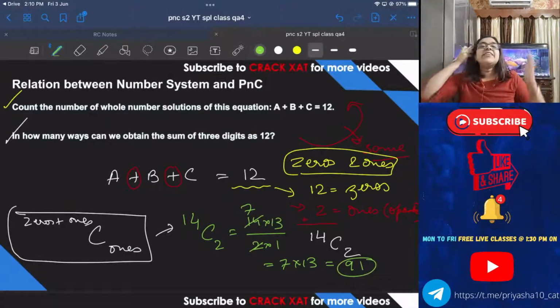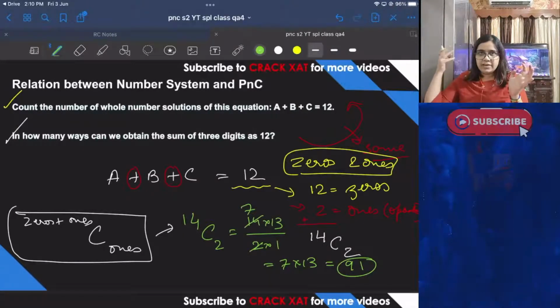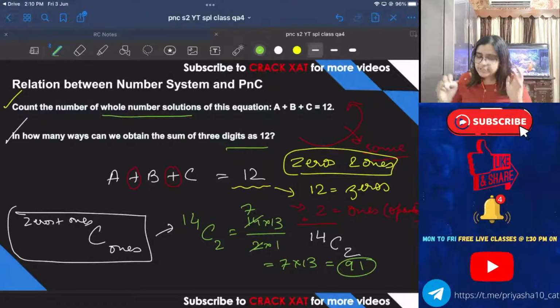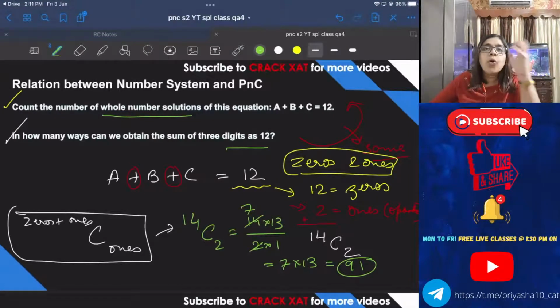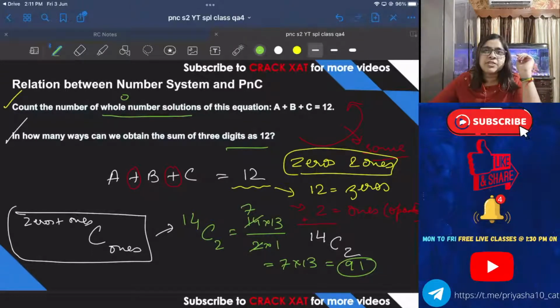So there are 91 possible ways in which I can use digits from 0 up till 12 to get the sum as 12, and that is also the number of whole solutions you are getting. Whole number solution starts with a 0, so we are including 0 also. When I tell you the natural number solution, मैं वो आपको next session में बताऊंगी. Okay, I'll tell you in the next session.